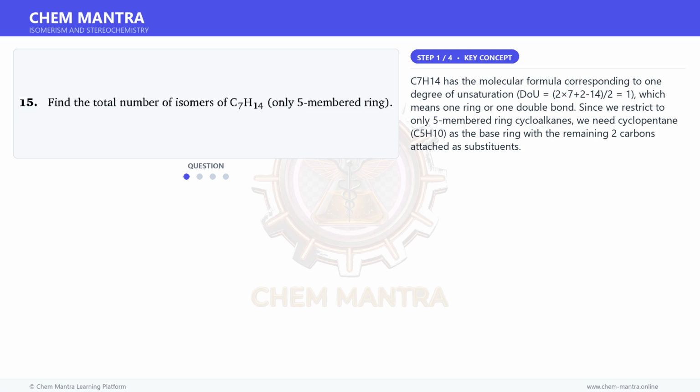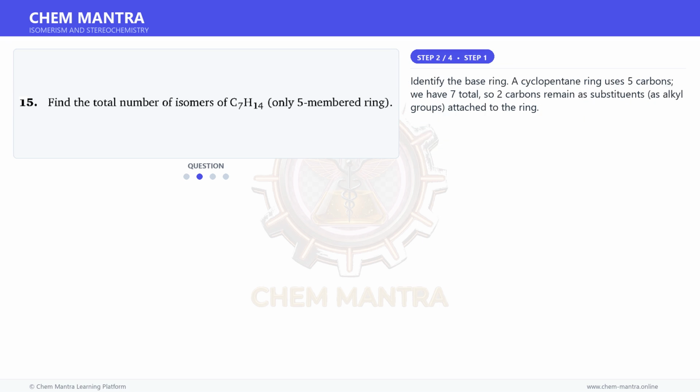C7H14 has the molecular formula corresponding to 1 degree of unsaturation. DU is equal to (2 times 7 plus 2 minus 14) divided by 2, which is equal to 1, which means 1 ring or 1 double bond. Since we restrict to only 5-membered ring cycloalkanes, we need cyclopentane, C5H10, as the base ring with the remaining 2 carbons attached as substituents. Moving on to the next step.